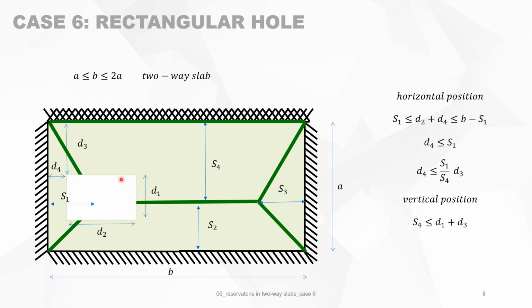And the vertical position of this reservation is that S4 is of course smaller than D1 plus D3, otherwise this reservation will fall outside of the slab. And D3 must be smaller than S4. That's to get this tip of the reservation within this yield line.